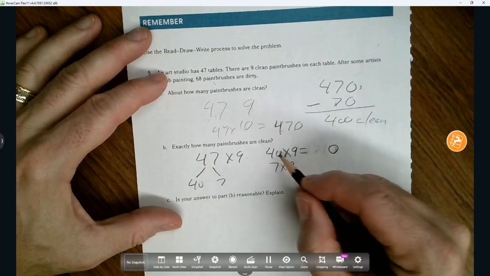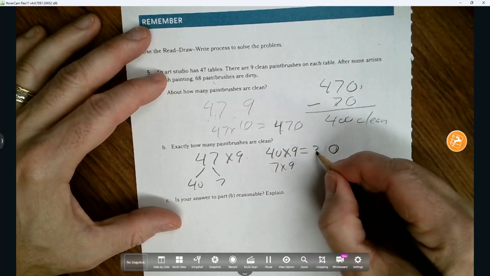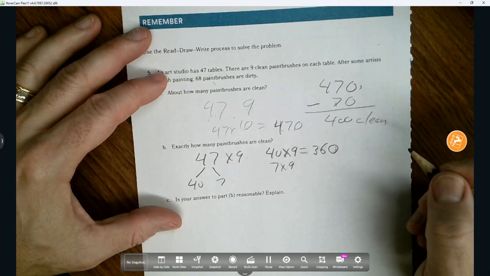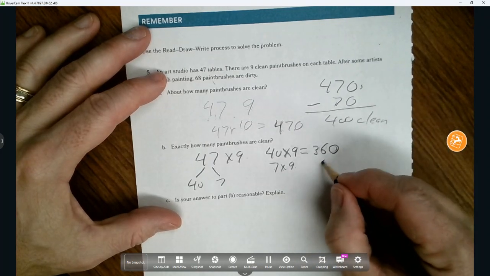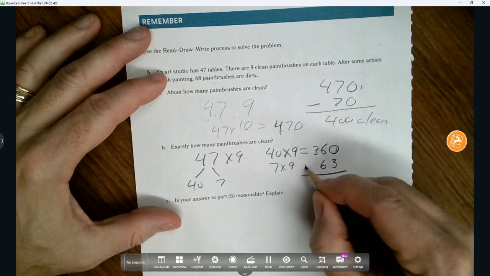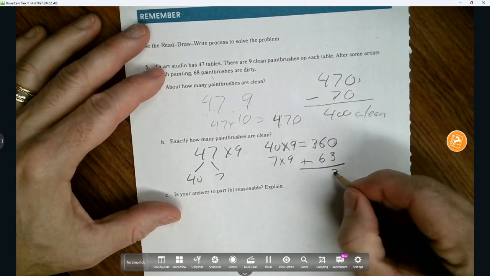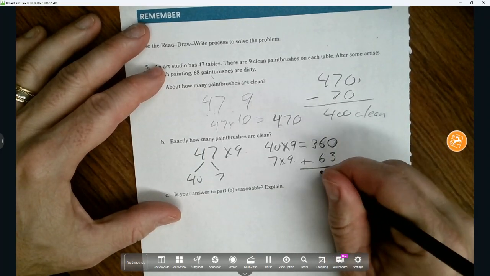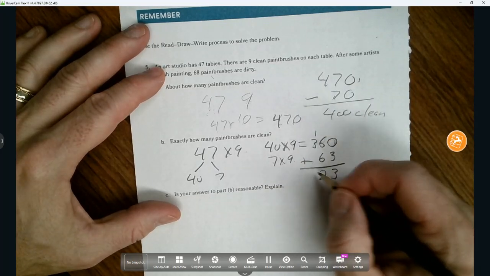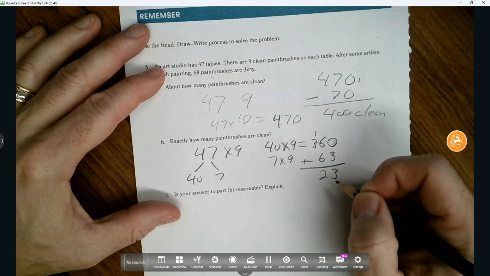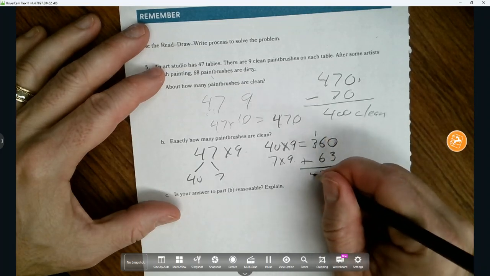Now let's go 4 times 9. 4 times 9 is 36. And now we're doing 7 times 9. What's 7 times 9? 63. Add that. So we have 3. We have 6 plus 6 is 12. Put the 2. Carry the 1. 3 plus nothing is 3. And then we got that 1 on top. So that is 4.